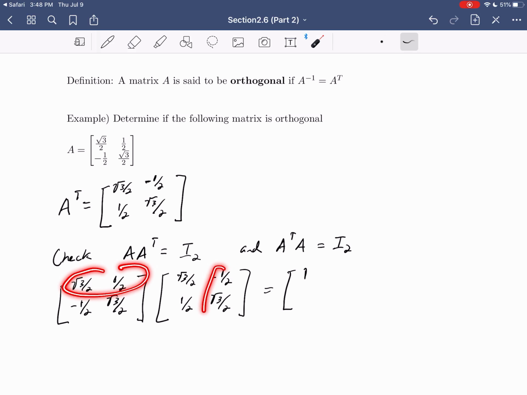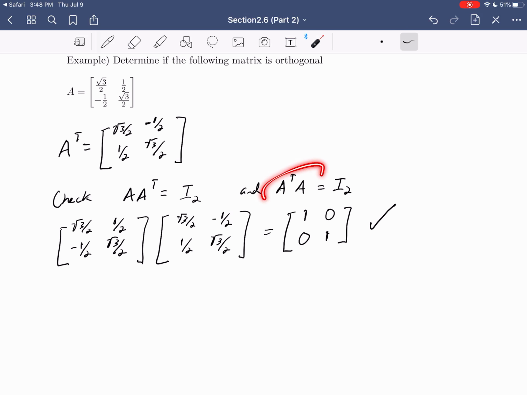Then this row times this column, that's going to give us negative root 3 over 4. And then this times this is going to give us root 3 over 4. Add those together and we get 0. This times this, that's going to be negative root 3 over 4. And then this times this is going to be root 3 over 4. Add those together and we get 0. And then this times this, well, negative 1/2 times negative 1/2 is positive 1/4. Root 3 over 2 times root 3 over 2 is 3 over 4. 1/4 and 3/4 adds up to 1. So that's halfway. Now we got to check the other direction.